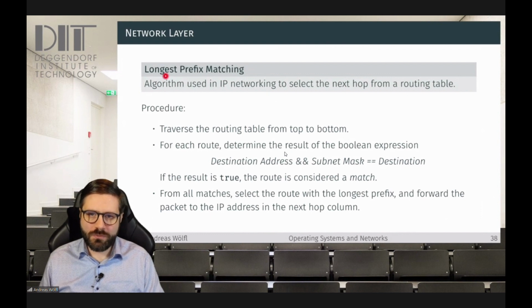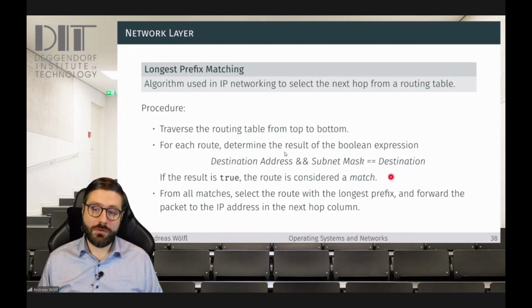And there the longest prefix comes into play, because we take a look at the prefix of the subnet mask, or the prefix of the route, and the route with the highest or the longest prefix wins and has higher precedence, has higher priority over any other matches.